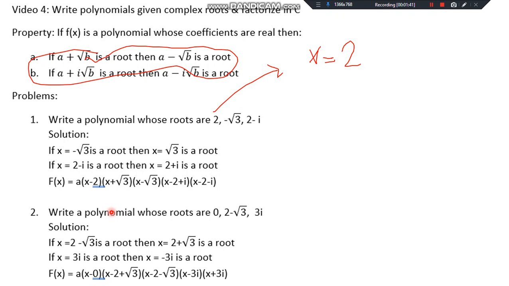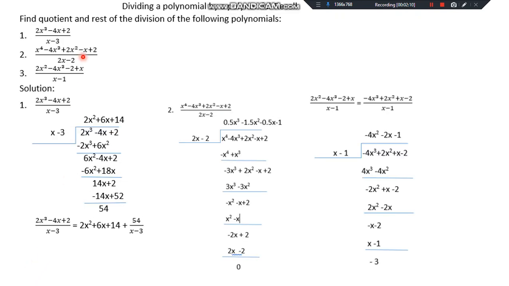Here, write a polynomial whose roots are 0, 2 minus root 3, and 3i. So x is equal to 0, so x minus 0 is a factor. If you have 2 minus root 3, you must also have 2 plus root 3 by this formula, as we said. So x minus 2 plus root 3 and x minus 2 minus root 3 are factors. If 3i is a root, then minus 3i should also be a root. So I have x minus 3i as a factor, and x plus 3i is also a factor.